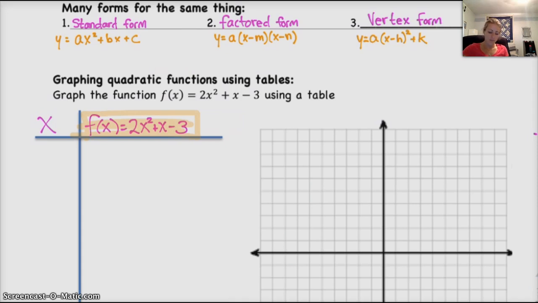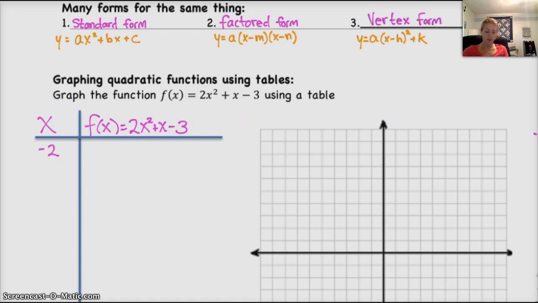Then you can start picking different values of x to plug in. Now, I would not pick values like 10, because then you'd have 10 squared, and that would be awful. So let's pick a couple of negatives, a couple positives, and see where that takes us. I'm going to start at about -2 and go to +2.